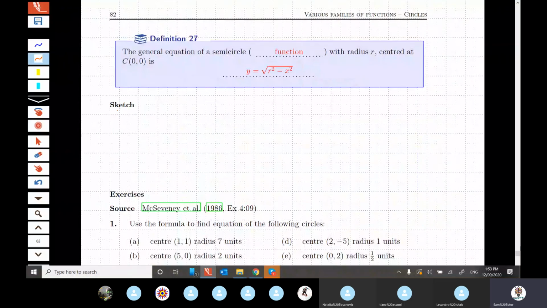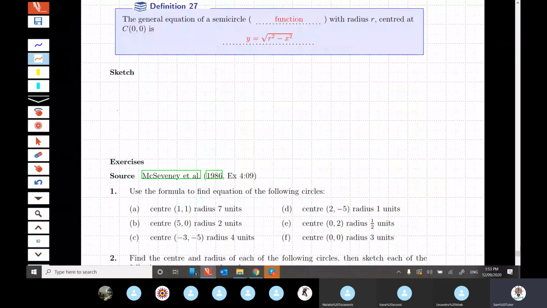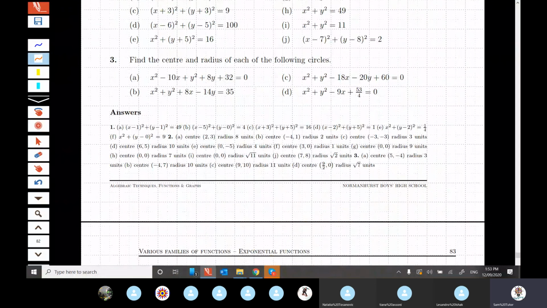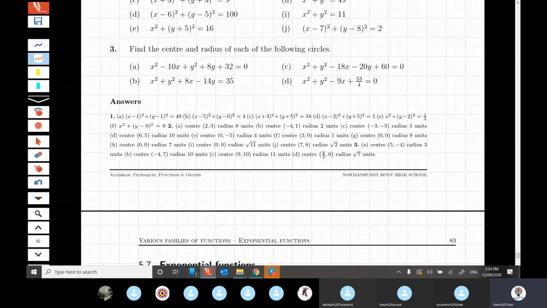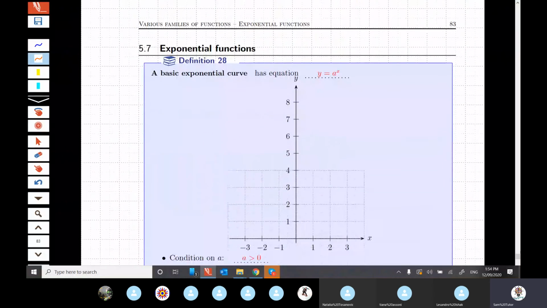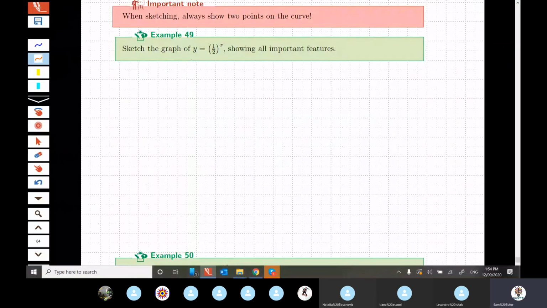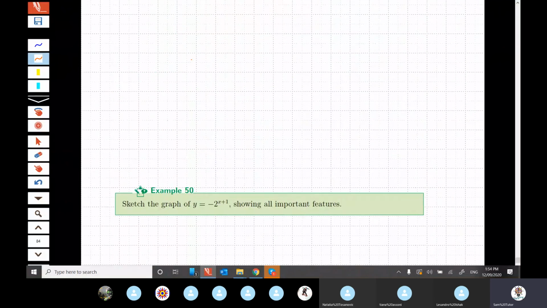Then circles, semicircles, obviously are square rooted. Do we need to do another one of these center radius questions? No. Maybe. Exponentials. Yeah, we'll do an exponential graph.